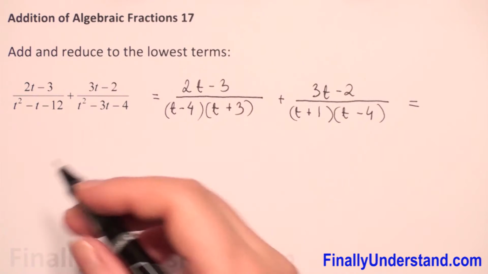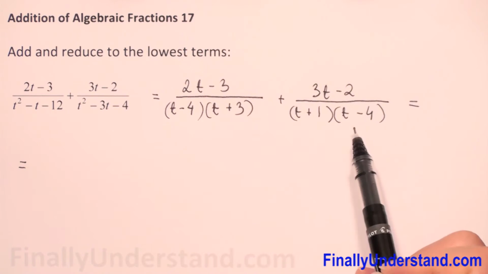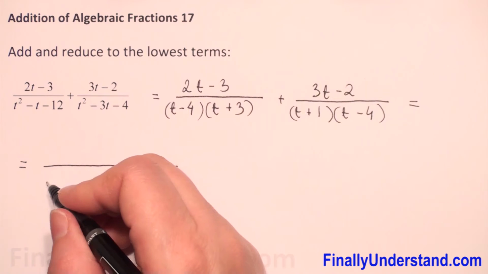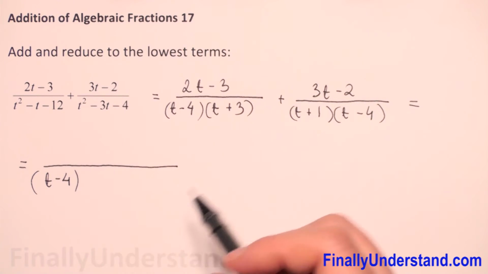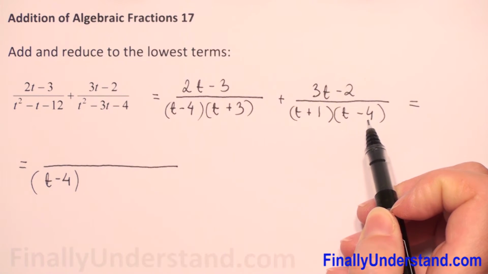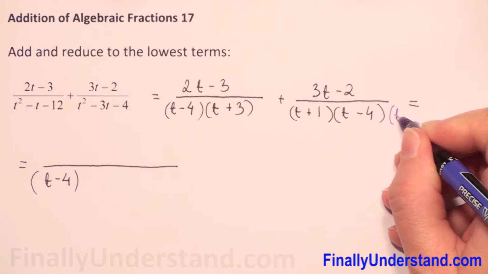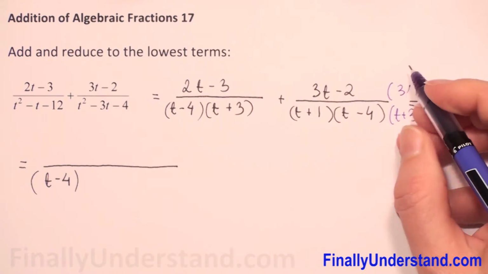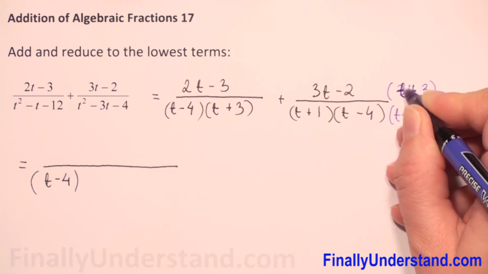After this factorization, we see that in the first denominator we have t minus 4 and in the second t minus 4. It means we will have t minus 4 in the least common denominator. Next we have t plus 3, and we don't have t plus 3 in the second denominator. It means we have to multiply this denominator by t plus 3. If I multiply this denominator, I have to multiply the numerator by the same expression, t plus 3, of course.